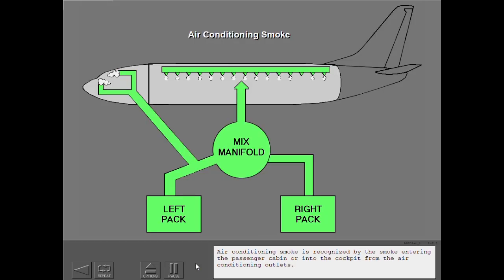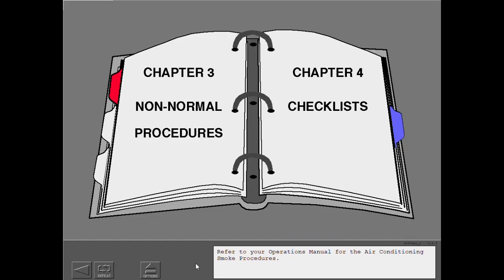Air conditioning smoke is recognized by the smoke entering the passenger cabin or into the cockpit from the air conditioning outlets. Refer to your operations manual for the air conditioning smoke procedures.